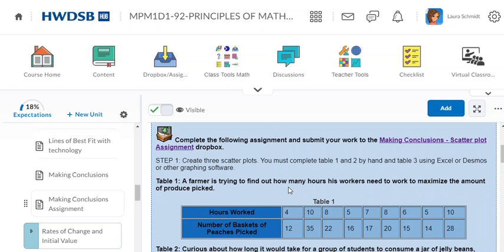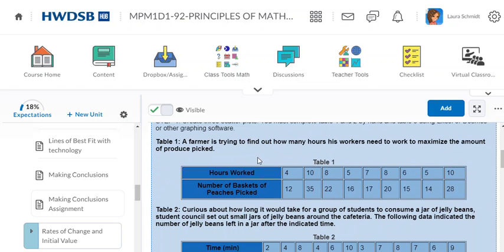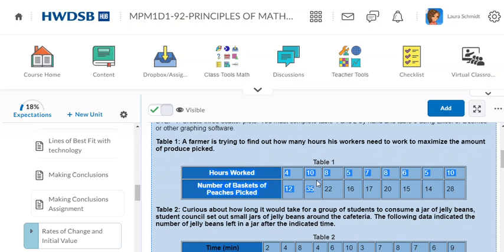For this assignment, they're looking good. I've been marking you using a rubric and a level, so you'll see when you get the feedback that all I did was mark you on: did you create 3 scatter plots? Did you do 1 and 2 by hand and 3 using technology? Did you plot the independent variable on the x-axis and the dependent variable on the y-axis? Some people did not, but that's what you want to do. Hours worked is our independent variable, and the number of baskets depends on how many hours we worked, so we put that on our y-axis.